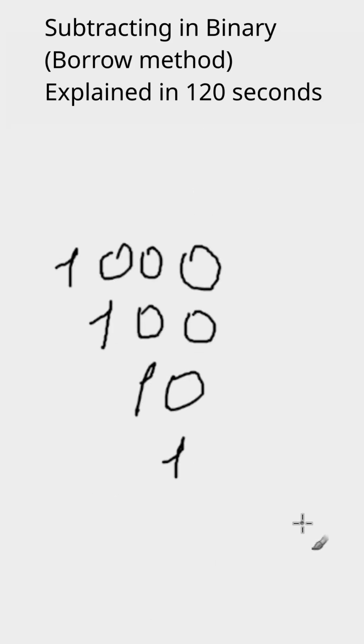Back to binary. In binary, each one further to the left will hold twice as much as the previous one. 10 is double the size of 1. 100 is double the size of 10. 1000 is double the size of 100. And so on.